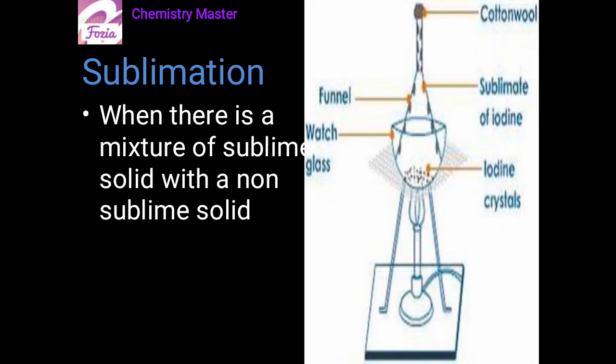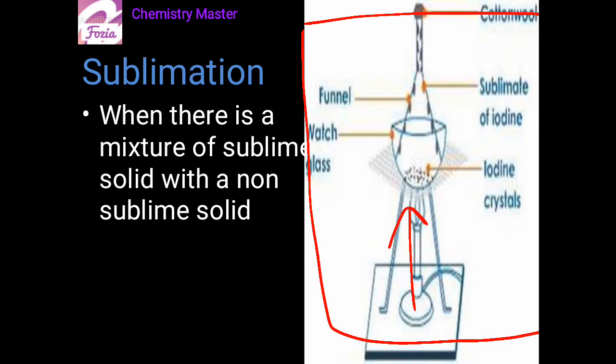We can perform a very interesting experiment to separate a sublime solid and a non-sublime solid. We will be heating this mixture, and we have inverted a funnel over it, sealed with cotton wool, and the funnel is also coated with some cooling surface, maybe some wet paper or wet cloth piece. Why? Because when the vapors rise in the funnel, as they find a cooling surface, they will start to condense and solidify.